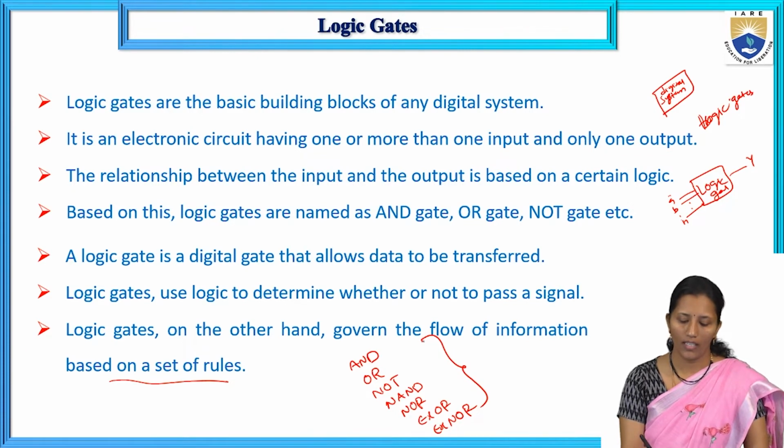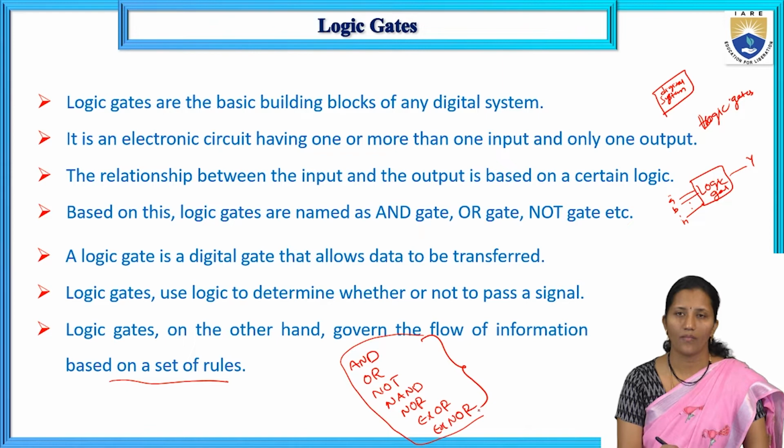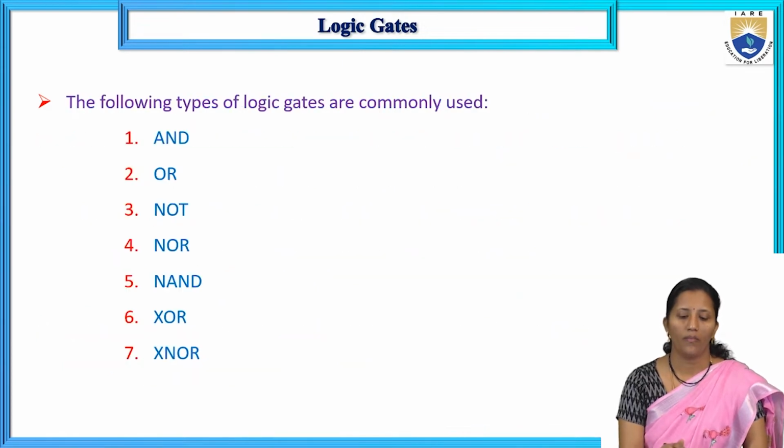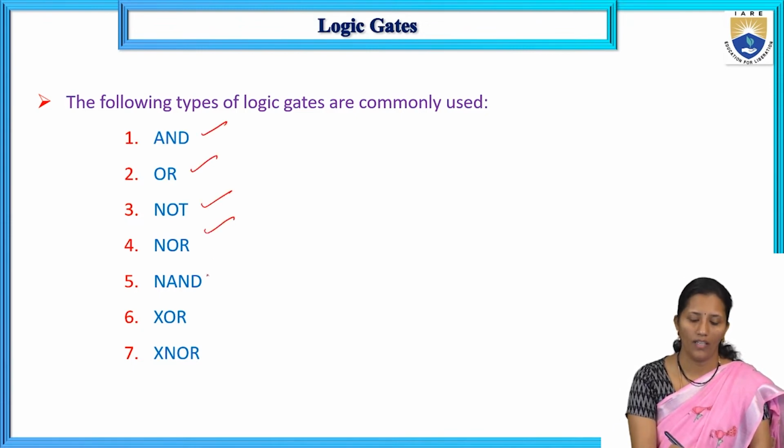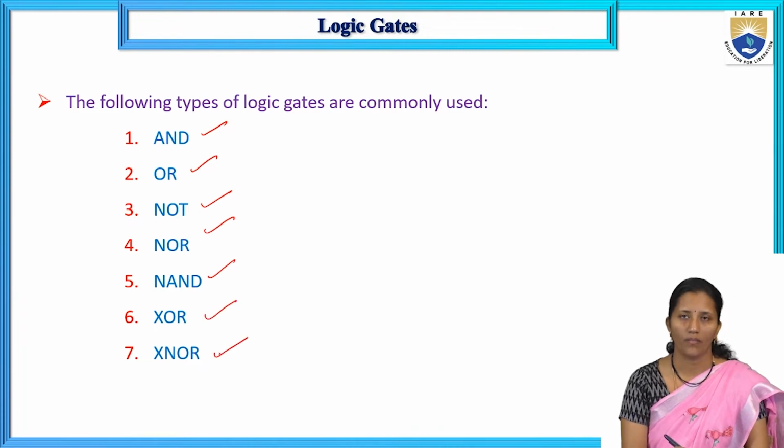These are the basic logic gates we use in digital system design. These gates have a set of rules to pass the output. These gates may have one or two or more inputs but only one output. The following types of logic gates are commonly used in digital system design: AND, OR, NOT, NOR, NAND, XOR, XNOR. We will see the AND gate function, OR gate function, NOT, NOR, NAND, XOR, XNOR and their truth tables and their symbols.